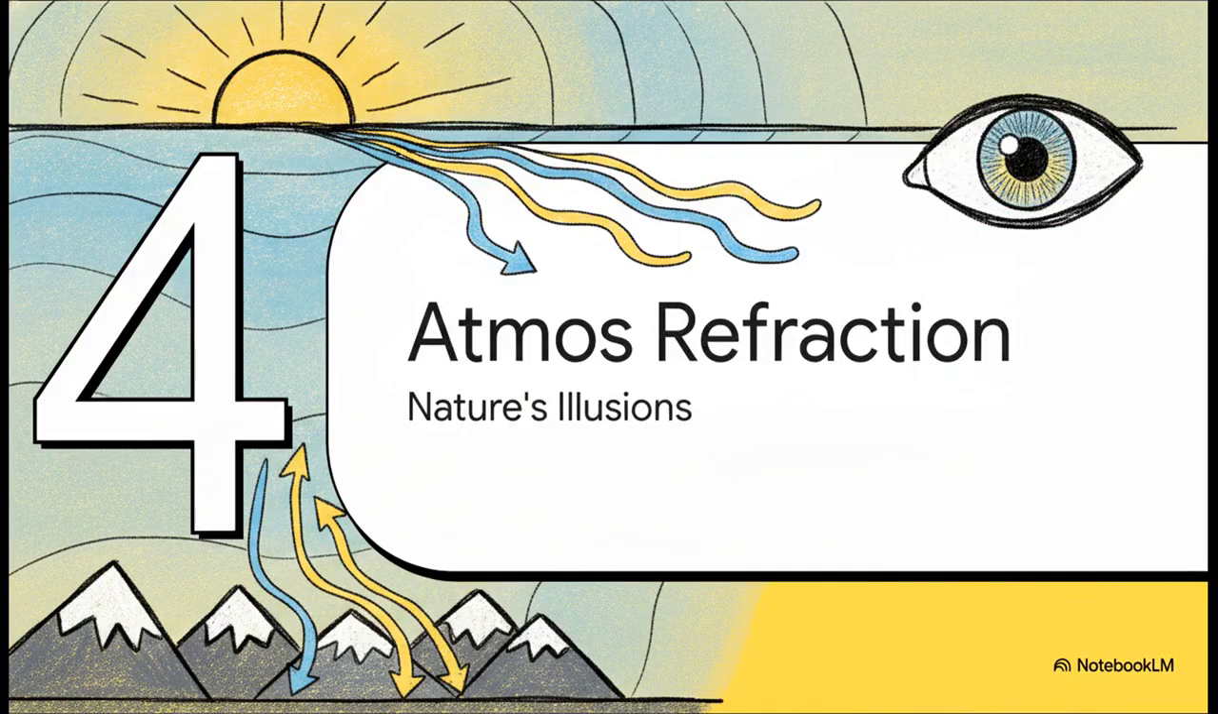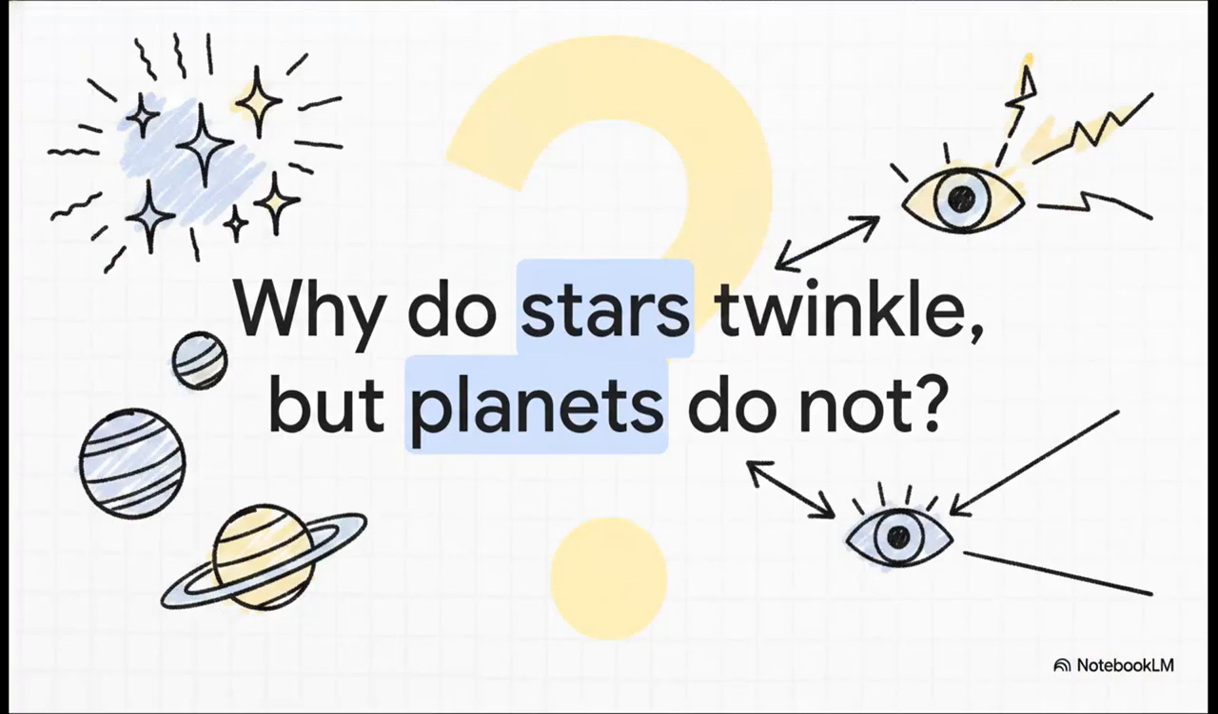We've mastered the ground-level phenomena. Now let's look up at the massive ocean of air right above our heads, the atmosphere. Let's dive into Section 4. Atmospheric Refraction Unlocked, Nature's Illusions. Now, I want to ask you one of the most classic, all-time favorite questions of board examiners. Why do stars twinkle, but planets do not? This is something that confuses almost everyone, but today we're going to clear that doubt forever.